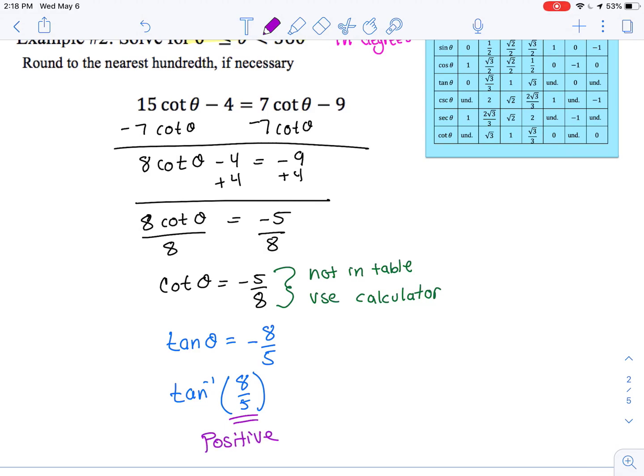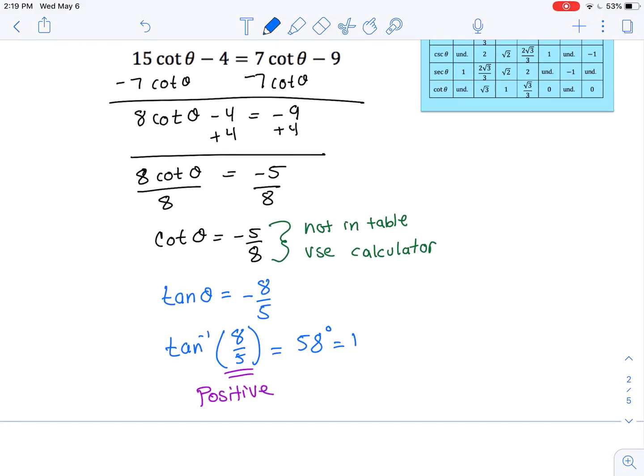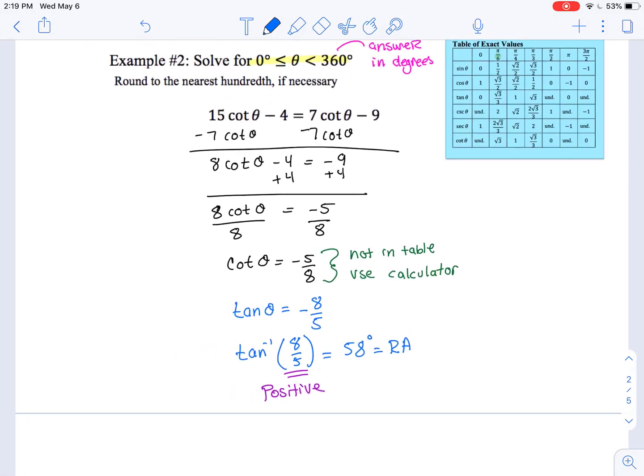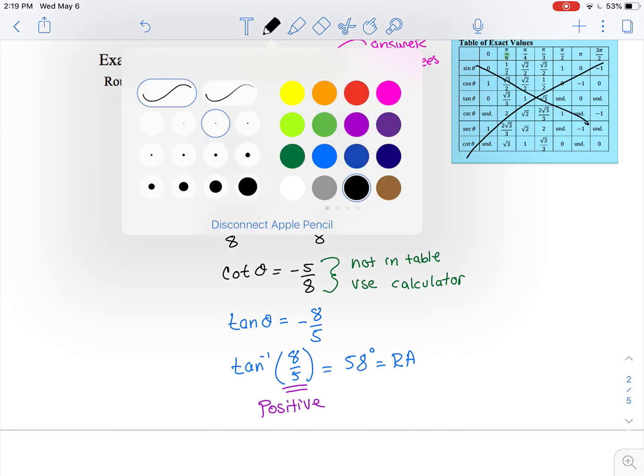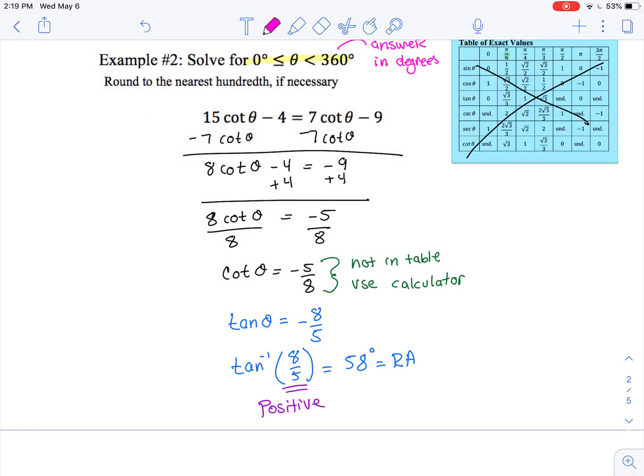If I plug this into my calculator and say second tan inverse 8 divided by 5, I'm going to get 57.99, so I'm going to round that to 58 degrees. So that is my reference angle. Now we have to think back. We didn't use the chart in this case because it wasn't on the chart. My reference angle is equal to 58 degrees.